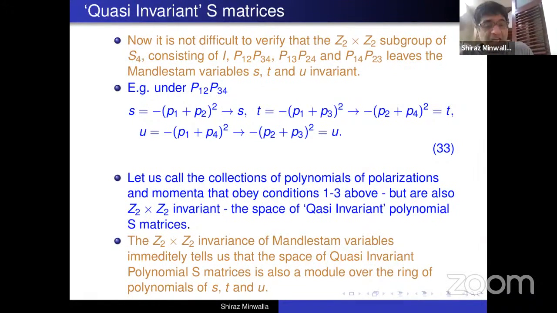Now, because it does not act on S, T, and U, everything I said about module structures goes through unchanged for quasi-invariant S matrices. These S matrices that are not invariant under all of Bose symmetry, but only under Z2 times Z2, also form a module. Since S, T, and U are invariant under the Z2 times Z2, if I have a good S matrix and multiply by a polynomial of S, T, and U, it doesn't change anything. So everything that I said that was true for these unsymmetrized S matrices also holds for these quasi-invariant S matrices.